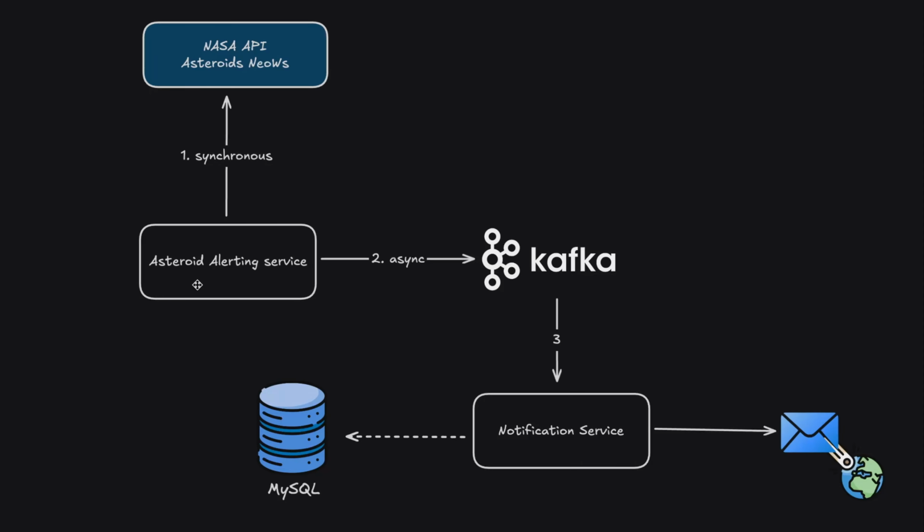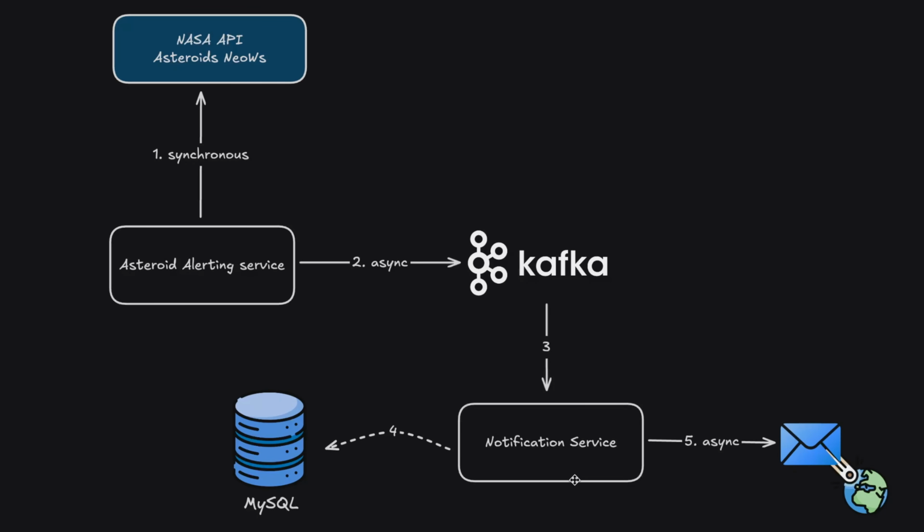We have created this asteroid alerting service, which is querying the NASA API to get back a list of asteroids. And this list of asteroids has been filtered down and put on a Kafka topic as a list of events. We now need to build a notification service. That is the next step. We are now going to focus on building this notification service.